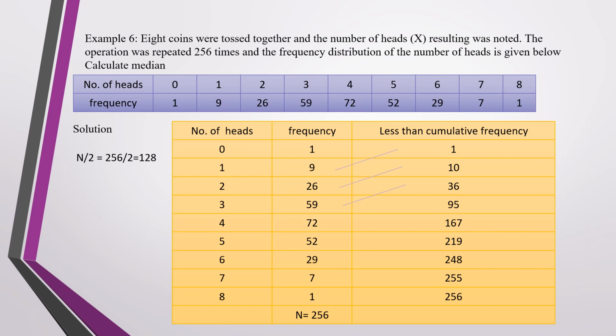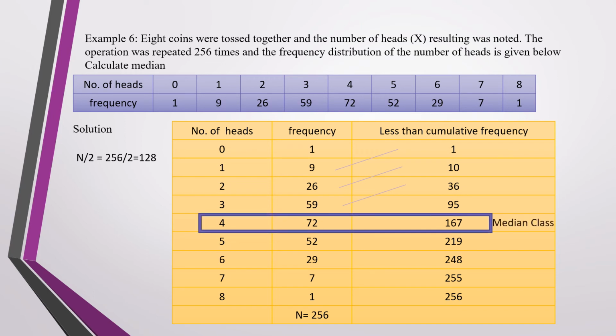So 256 upon 2 is 128. More than 128 we have 167. So this acts as the median class, and the corresponding value of x, that is the number of heads, is 4, which becomes your median. So the median is 4.